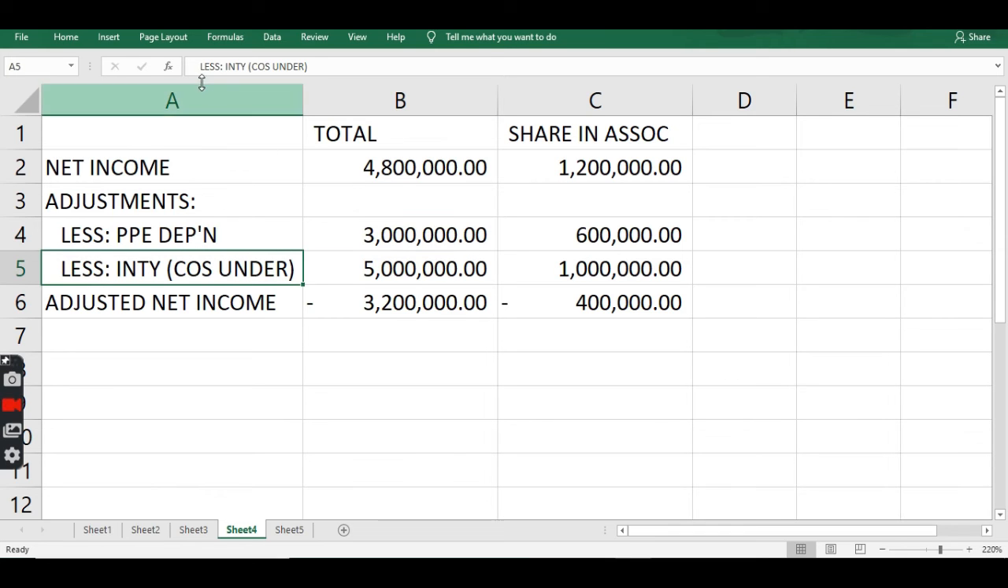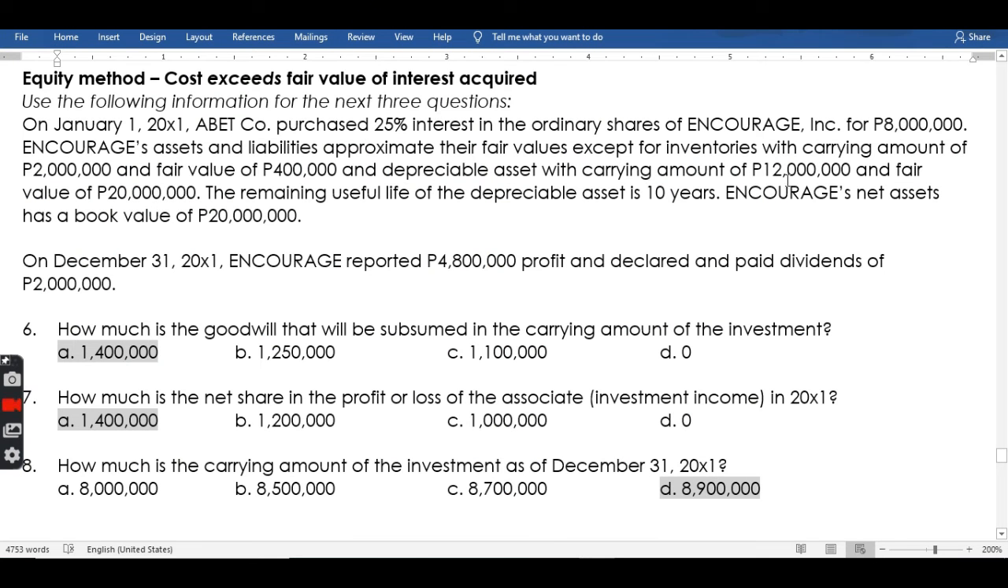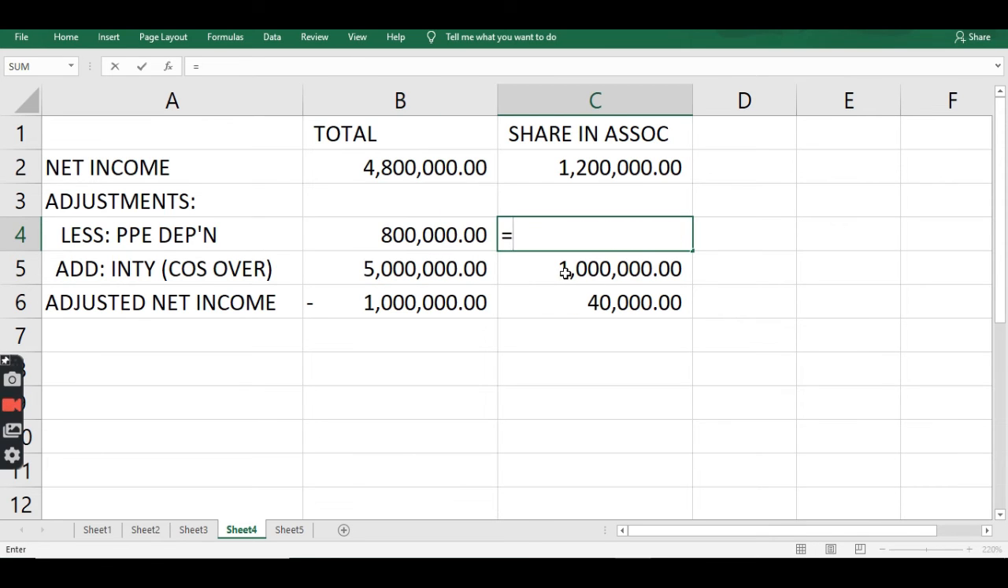Tapos punta naman tayo doon sa inventory. Add naman to ngayon. Okay? So add inventory kasi yung cost of sales natin is overstated naman. Okay. So yung depreciation ng ating PPE, 'di ba sinabi 12 million as compared to 20 million, so merong 8 million na difference. So yung 8 million na difference has still a remaining useful life of 10 years. So ibig sabihin 800 lang yung ating item dito. So this is going to be 800,000.